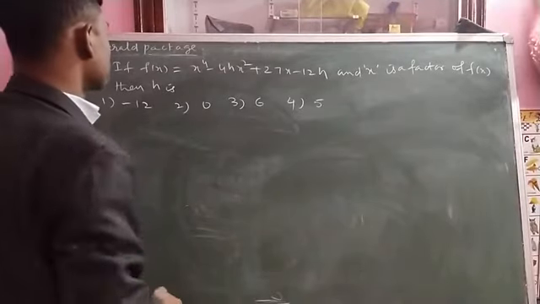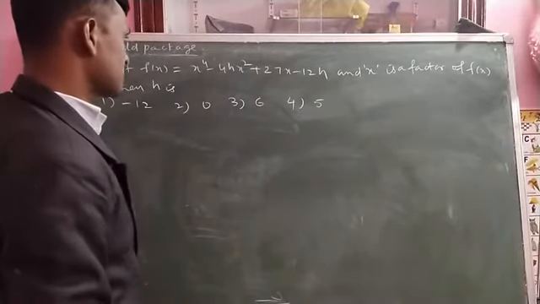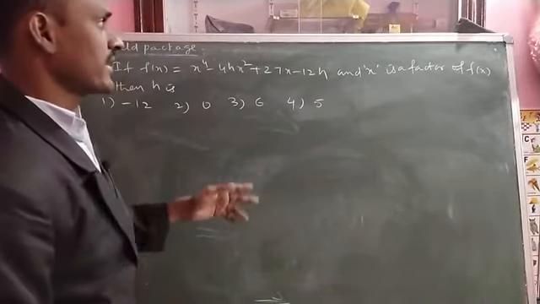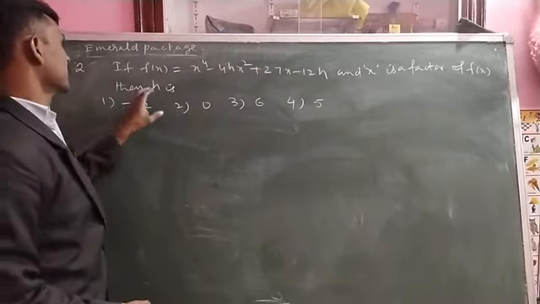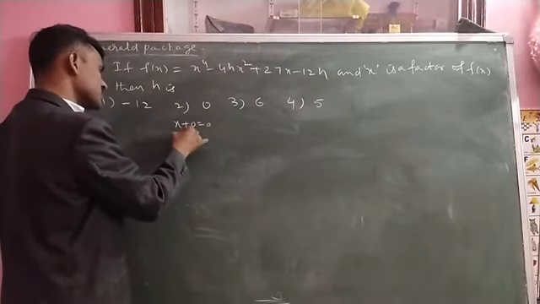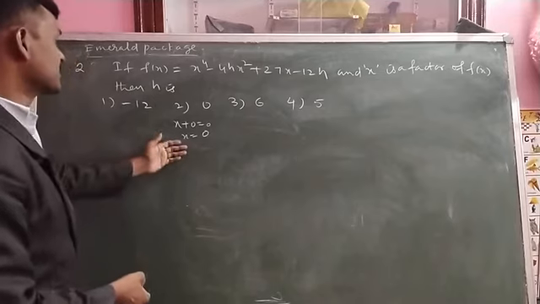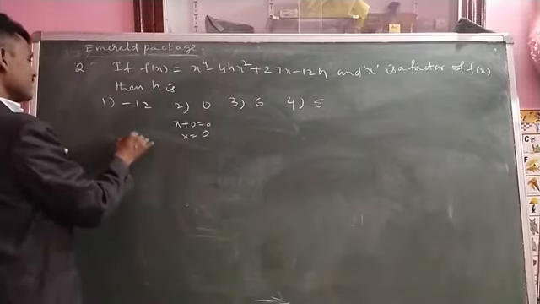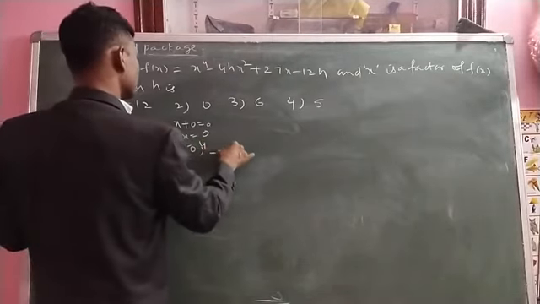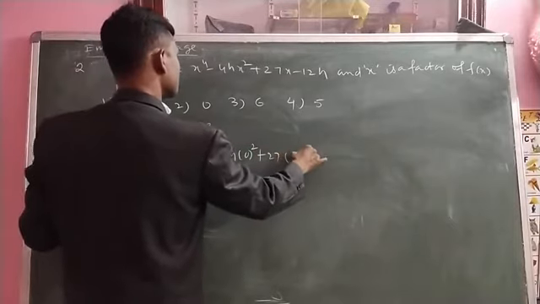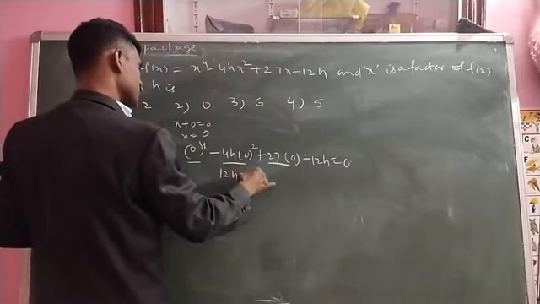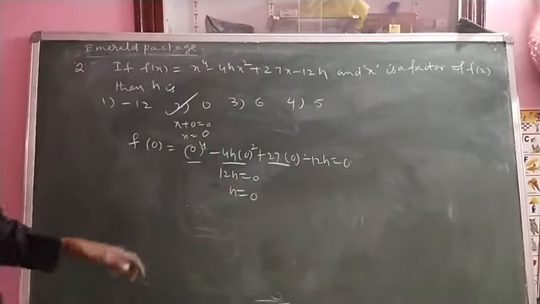Now the second one. If f of x is equal to x to the power of 4 minus 4h x square plus 27x minus 12h and x is a factor of f of x, then find the h value. See here, x is a factor means x plus 0, or x minus 0, so x is equal to 0. Substitute x with 0 in f of 0: 0 to the power of 4 minus 4h into 0 square plus 27 into 0 minus 12h is equal to 0. Now this is 0, this is 0, this is 0. Only minus 12h is equal to 0, then h is equal to 0. Second option. Note down.